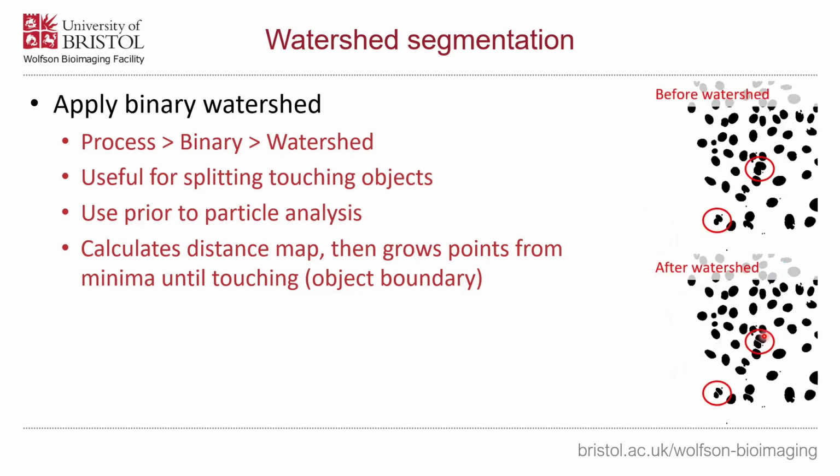What this looks like in reality is that before watershed, you've got a few cases where you've got nuclei which have come into contact, such as here, here, and here, and then following watershed, it's just drawn a background line between them, so then they're now going to be identified as separate objects.